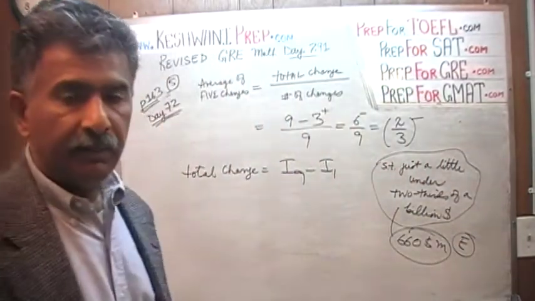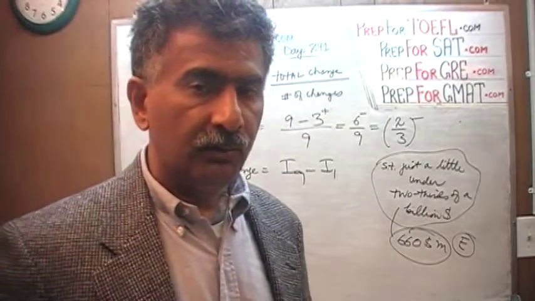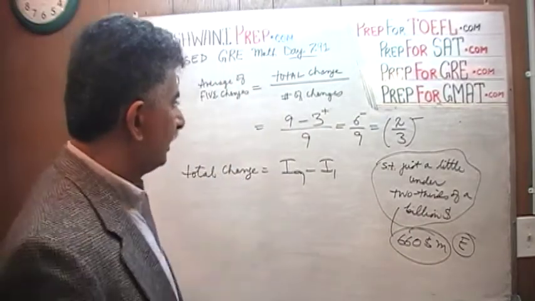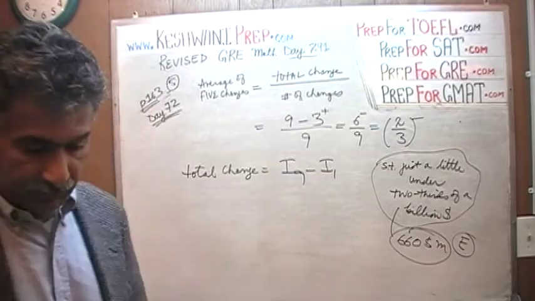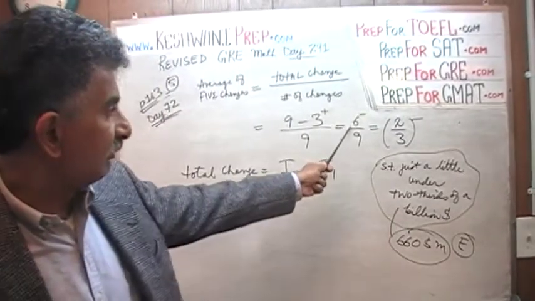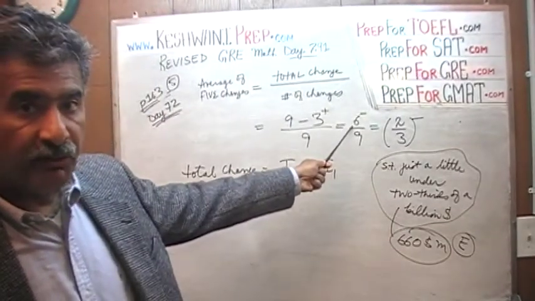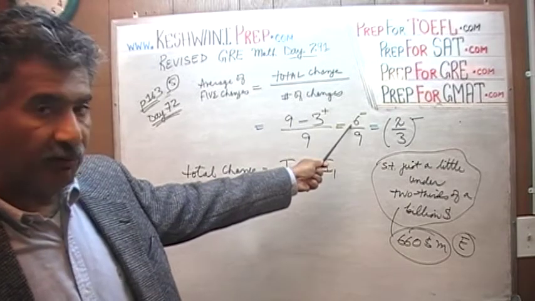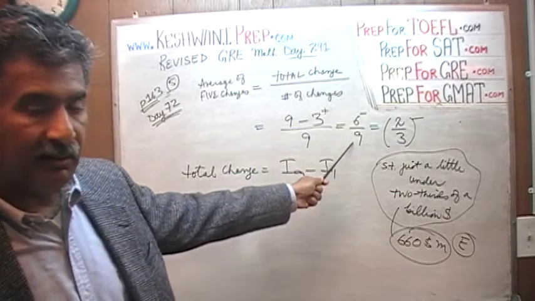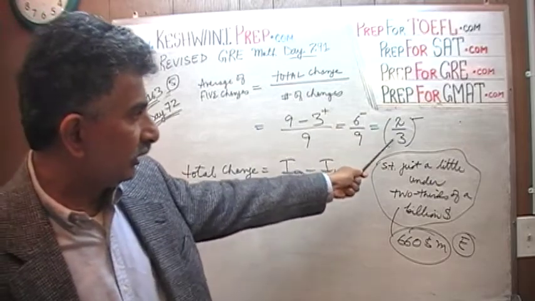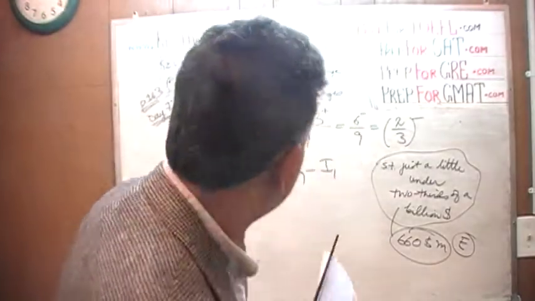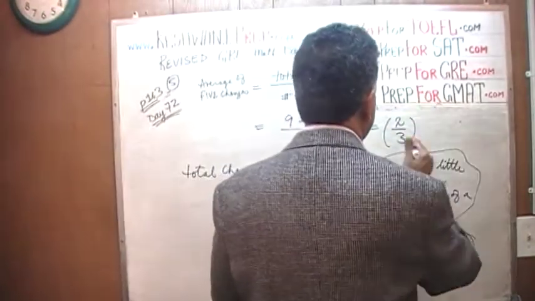The answer is that the change is going to be just a little under 2/3 of $1 billion, because the total change is a little under $6 billion, divided by 9 changes, that's a little under 2/3. That's a minus sign right there.